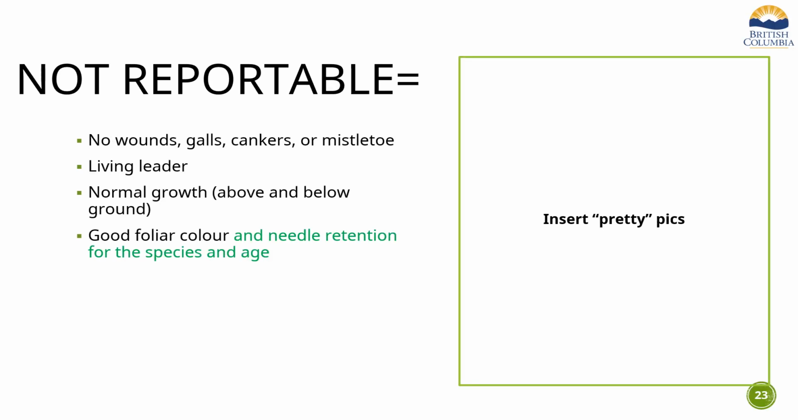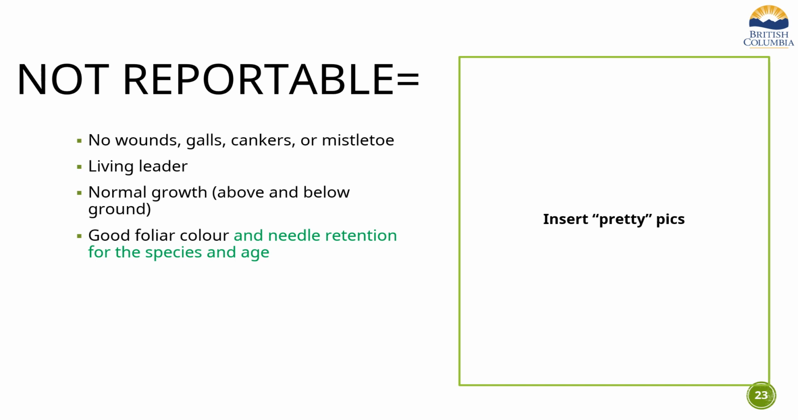Now, the free growing damage criteria do not apply at regeneration delay, and that's because they weren't designed for super young trees. So we're basically recording all forest health damage, but we don't want to waste anyone's time. So if a tree has really minor damage, you do not need to report it. So what is really minor damage?